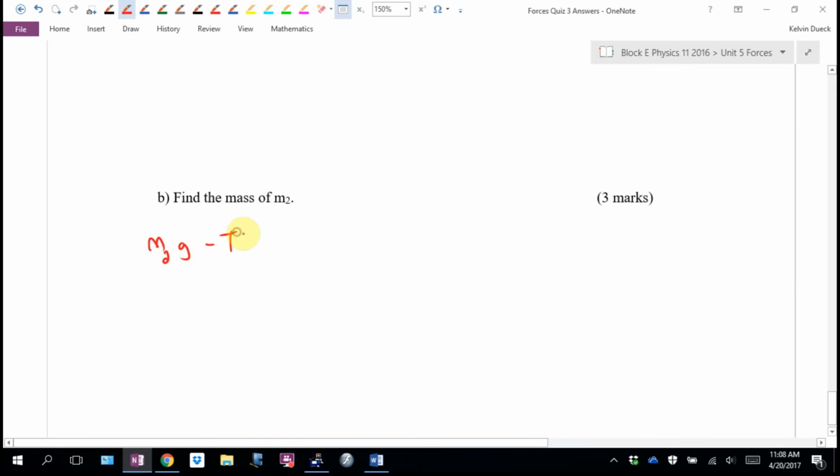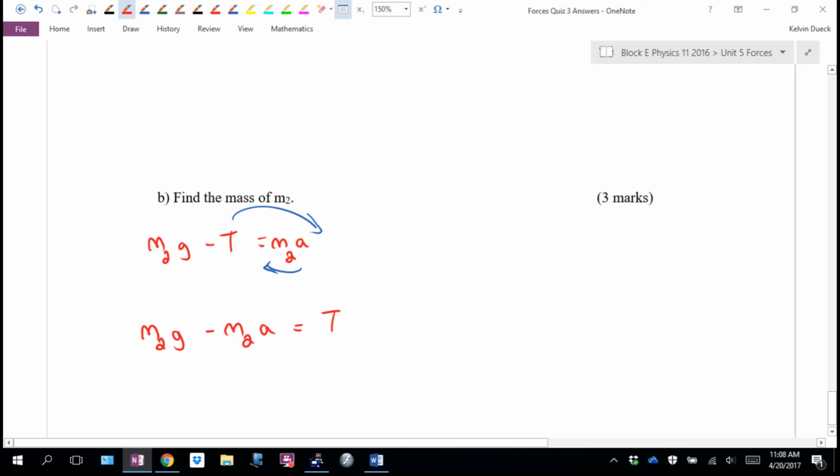M2G minus tension equals what? Which M? Thank you. Well, Mobeen, what do you say we're trying to find? M2? How many M2s do I have in my equation? How many would I prefer? One would be nicer. Hey, let's get them to the same side. Let's do a little swappy dance. We'll get M2G minus M2A equals tension. That looks a little better.